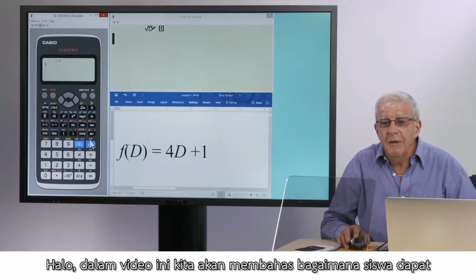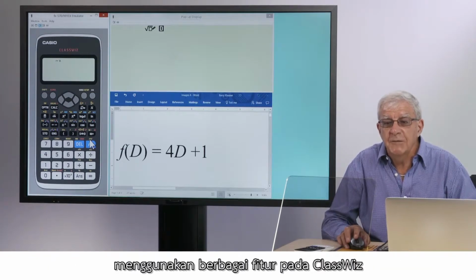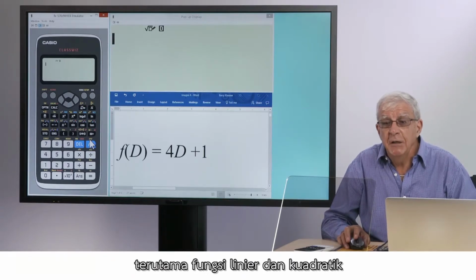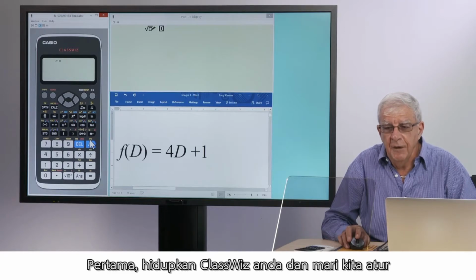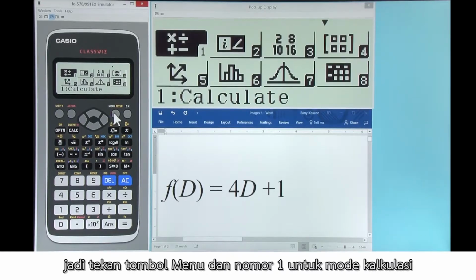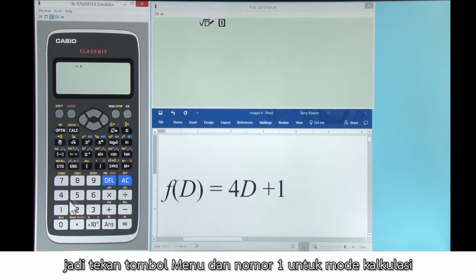In this video, we will examine how students can use various ClassWiz features to support their understanding of functions, especially linear and quadratic functions. So turn on your ClassWiz and let's set it up. We will firstly be using Calculate mode in this video, so select the menu and number 1 for Calculate mode.